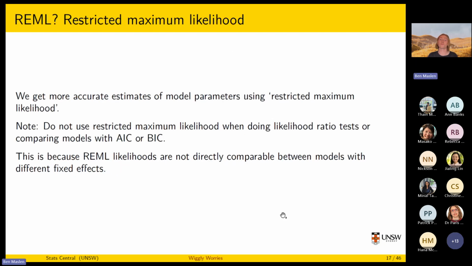You'll also notice that I've put in here method equals REML. That stands for restricted maximum likelihood, and it's generally a good idea to use this when you're using GAMs to get more accurate estimates of the model parameters. But keep in mind that this isn't a good idea if you're doing likelihood ratio tests or using information criteria for model selection like AIC or BIC, because restricted maximum likelihoods are not directly comparable between models with different fixed effects.